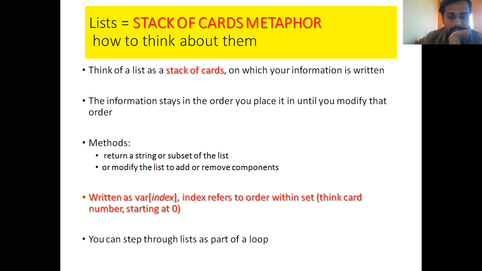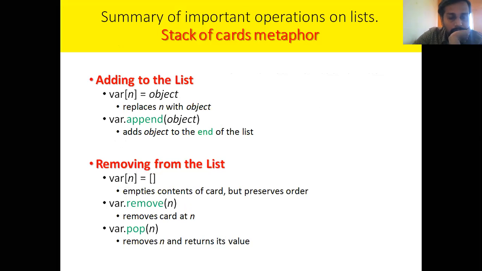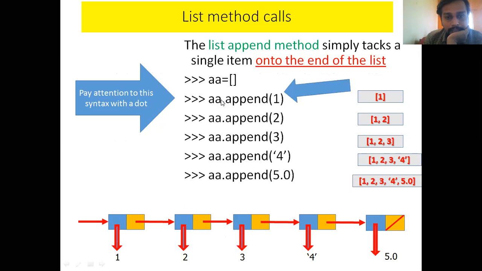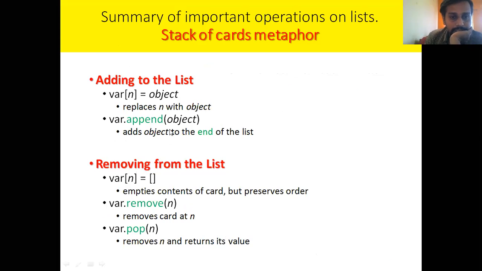We will take one example using a loop, adding to the list. Variable n equals an object. Then variable dot append, as you already saw here: variable a is a variable, and variable dot append adds the value to the list. This is the syntax for appending an object to the list. Removing from the list: where we used append, we can use variable dot remove, or you can also use variable dot pop, which will remove the last element from the list.